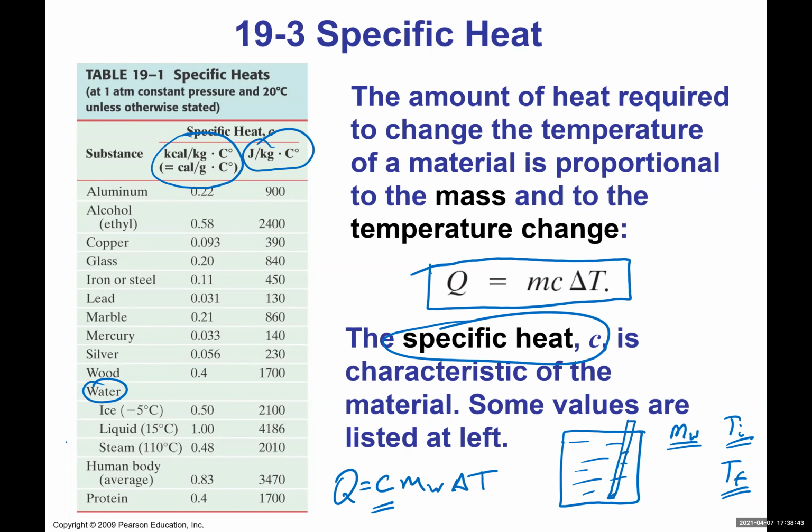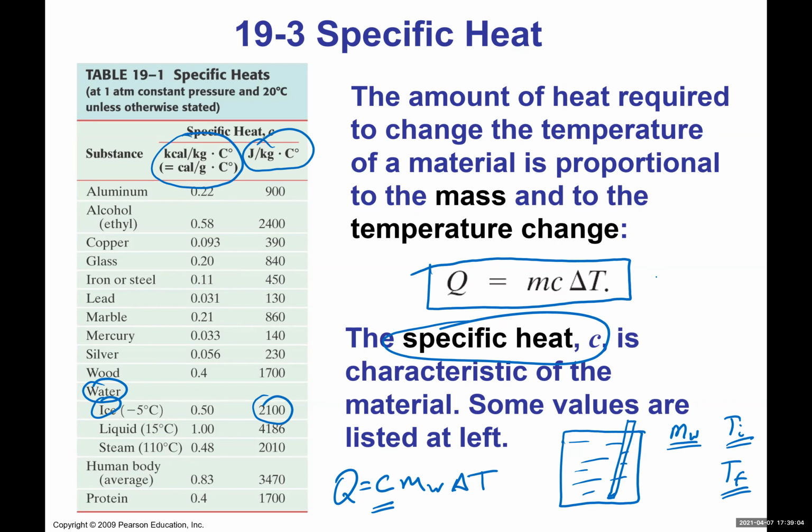So we can see that ice, or water, are going to be used quite a lot. So, for example, water at -5 degrees Celsius, let's say it's in its solid form. So we have ice. Specific heat is 2100. So what it tells you is this.